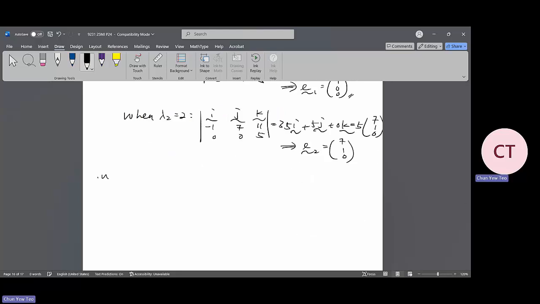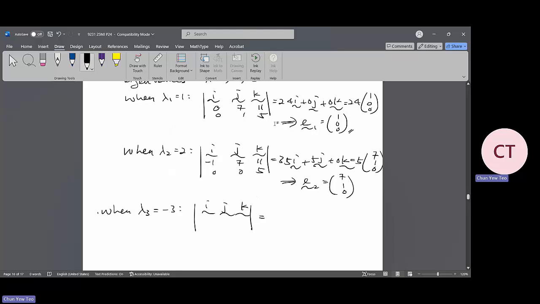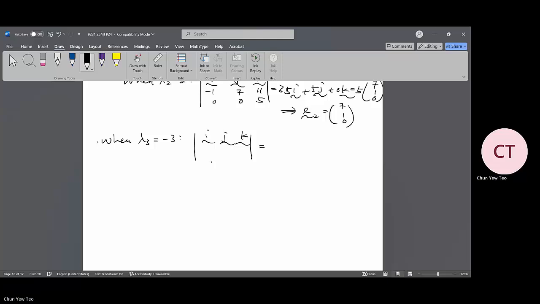Same thing happens when lambda is equal to negative 3. Again, we just need to take two suitable vectors. So if you put lambda equal to negative 3 over here, this is a negative 3 here. Then you will get a 4, you will get a 5, you will get a 0. So we need to take the first two rows: 4, 7, 11, and 0, 0, 5, 5.